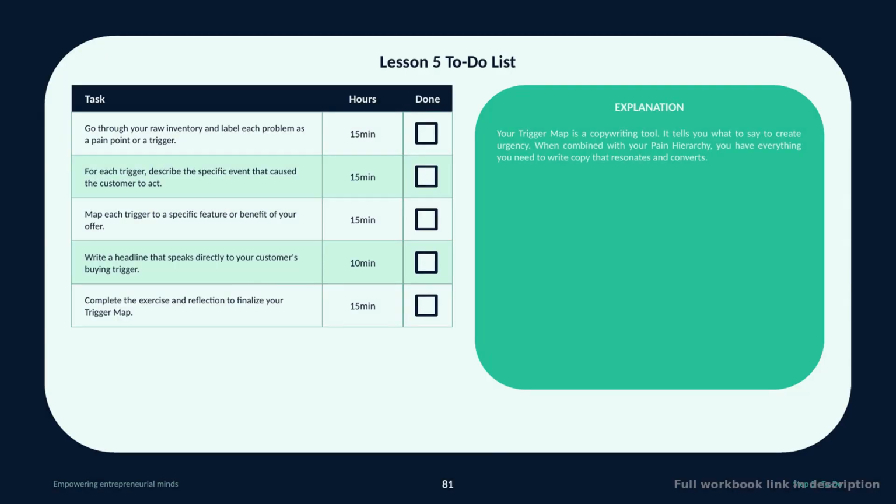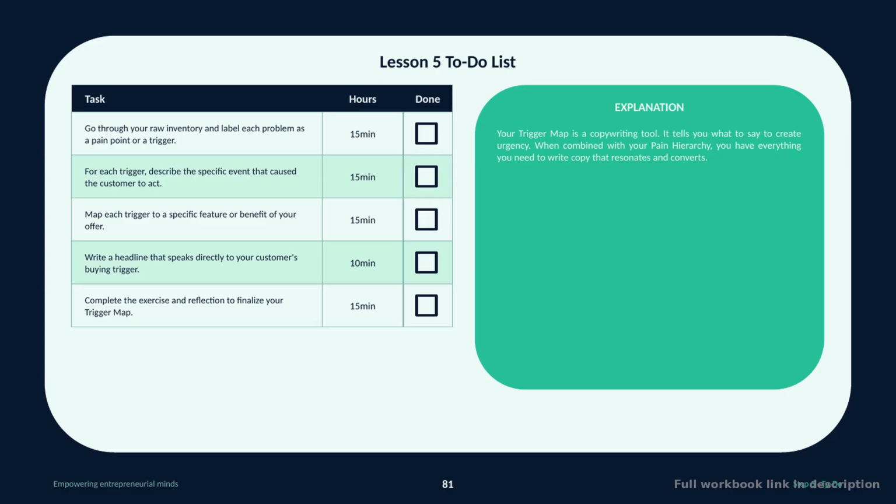First, go through your raw inventory and label each problem as a pain point or a trigger. Second, for each trigger, describe the specific event that caused the customer to act. Third, map each trigger to a specific feature or benefit of your offer. Fourth, write a headline that speaks directly to your customer's buying trigger. And finally, complete the exercise and reflection to finalize your trigger map.